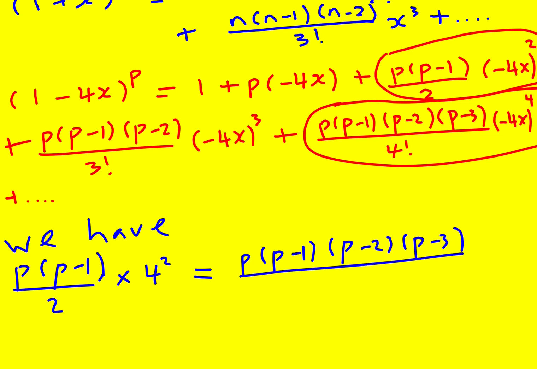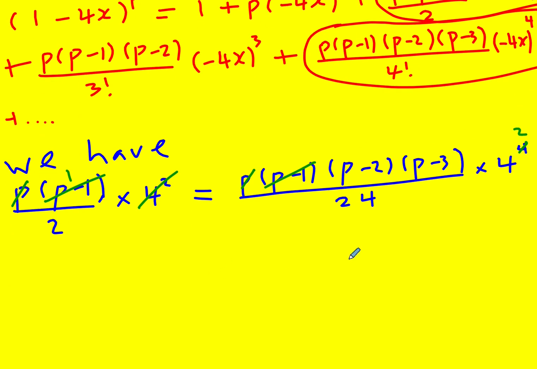Four factorial is 4 times 3, 12 times 2, 24. And then this is just going to be 4 to the 4. So the p's cancel, p minus 1's cancel, and the 4 squared partially cancels. Times through by 24. 24 divided by 2 is 12. And then 4 squared is 16.